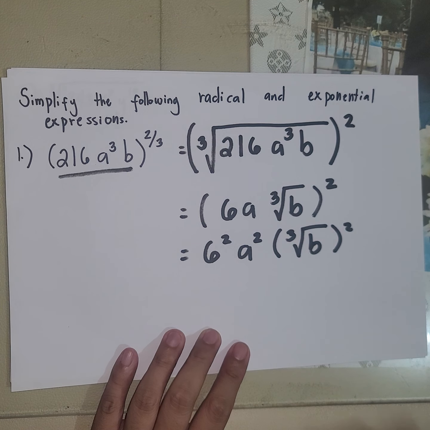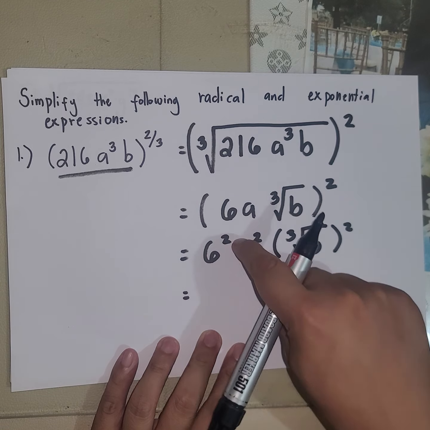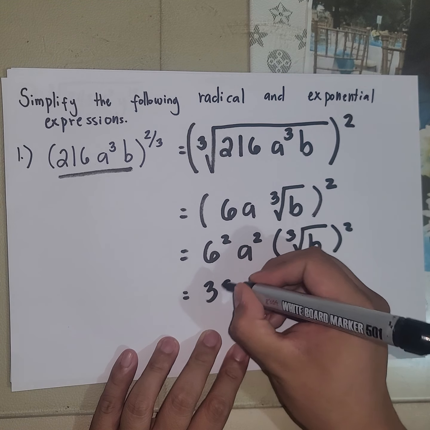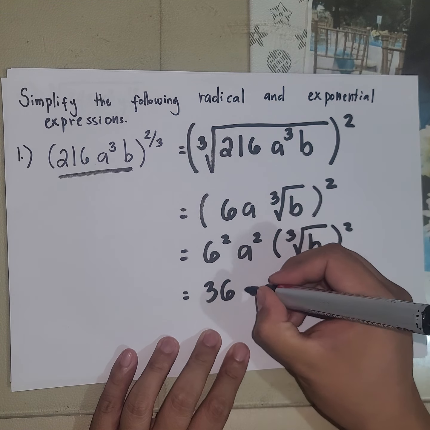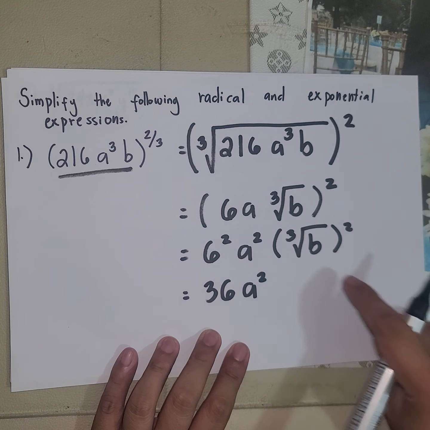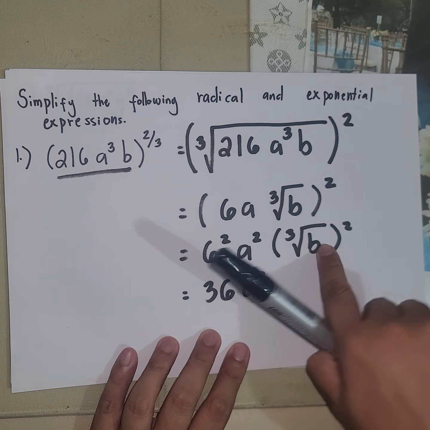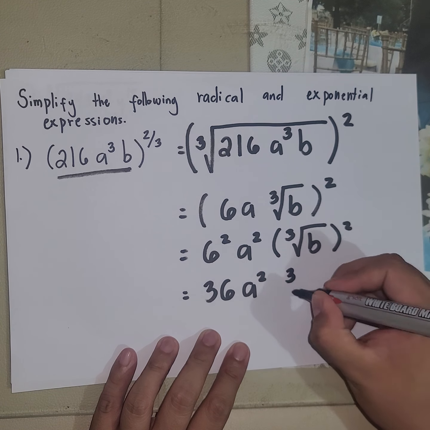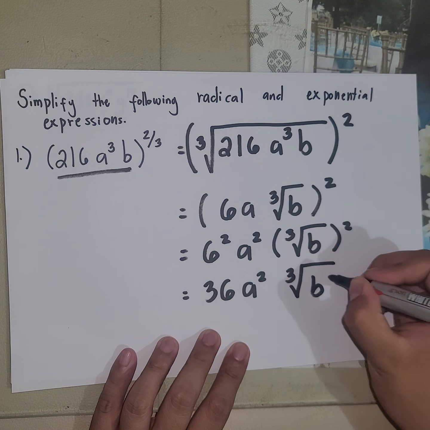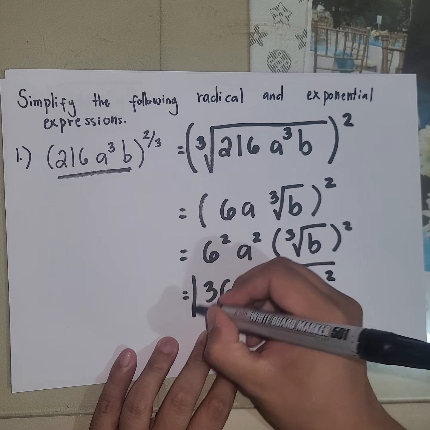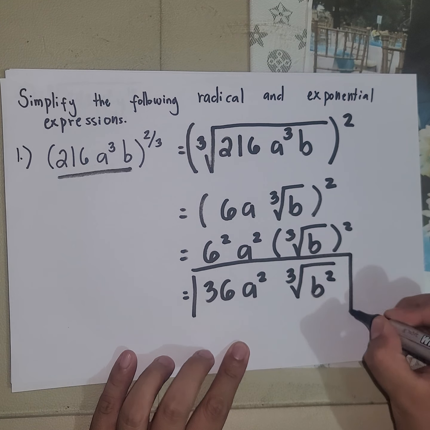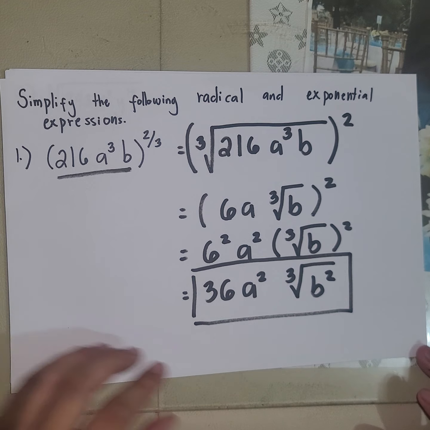Next. So we have 6 squared, that is 36. And then a squared, that is a squared. And then cube root of b raised to 2, yung 2, ipasok mo lang dun sa b. So that is cube root of b squared. So, this is our final answer.